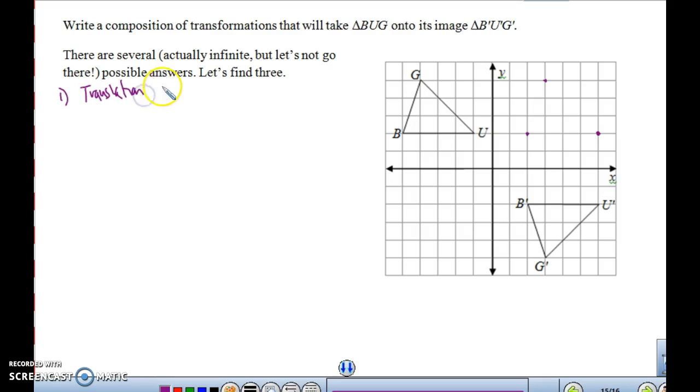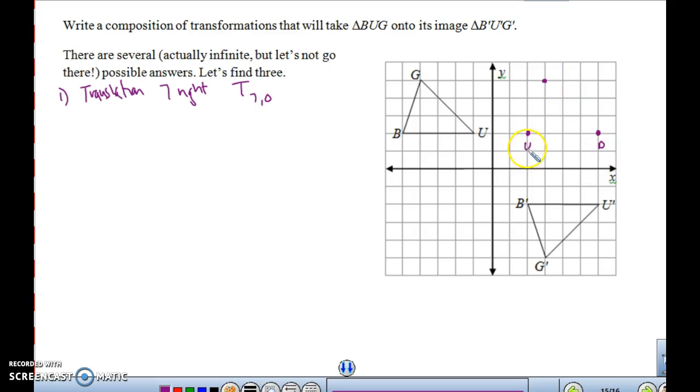How far did we go? We went 7 to the right. All right, so that would be 7 to the right would be T of 7, 0. Now, how do we get this to match up with this? This would be U prime, B prime, and then G prime.